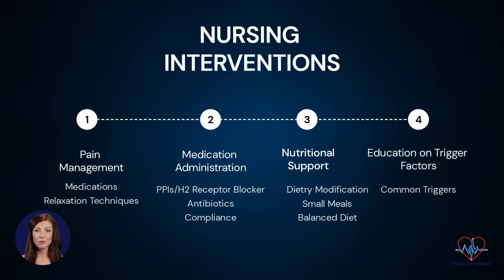Teach the patient about the common trigger factors for peptic ulcer disease, such as stress, smoking, and NSAID use. Emphasize the importance of avoiding or minimizing these triggers to prevent exacerbation of symptoms and ulcer recurrence. Provide strategies for stress management, such as relaxation techniques, exercise, and seeking social support.